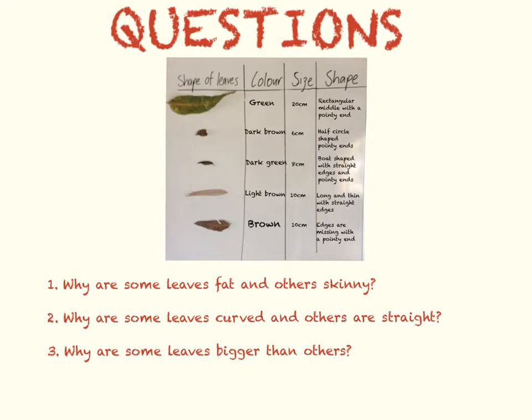Oftentimes the leaves help, like I've been saying a lot, protect the tree. So big leaves, there aren't very many big leaves on trees because they need to protect it. But these little ones, you will tend to find a lot of them on a tree. A lot more than you would find the big ones.